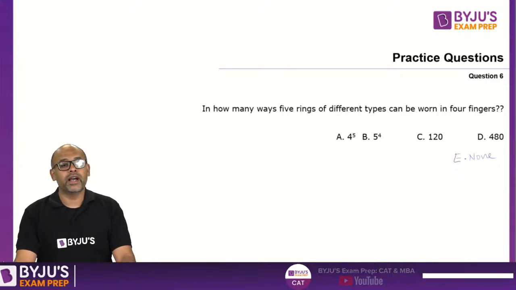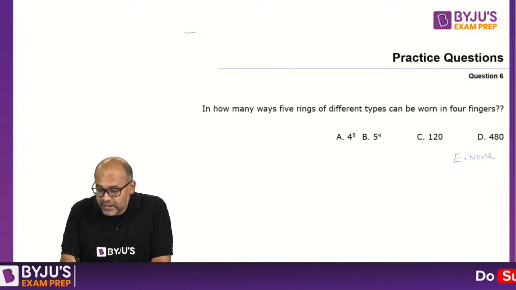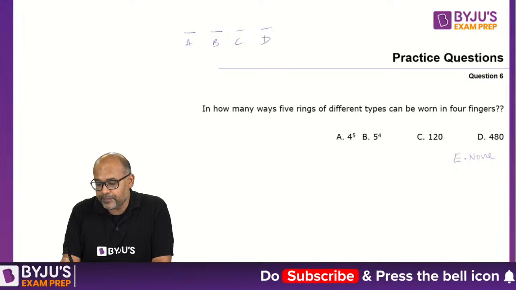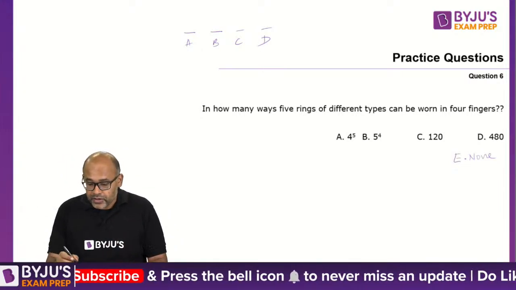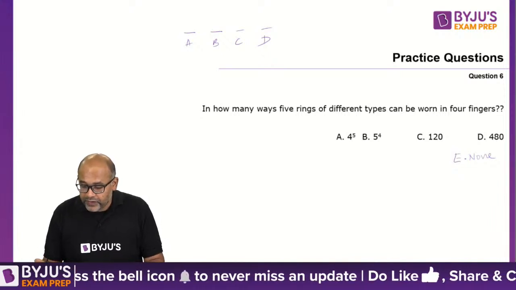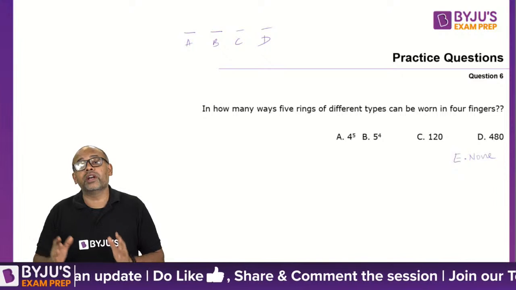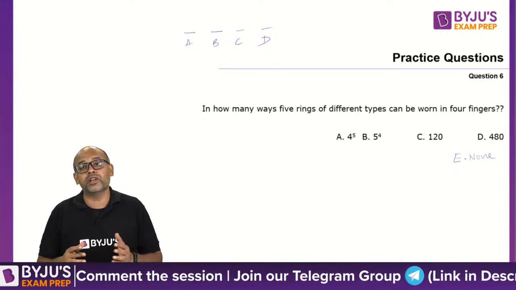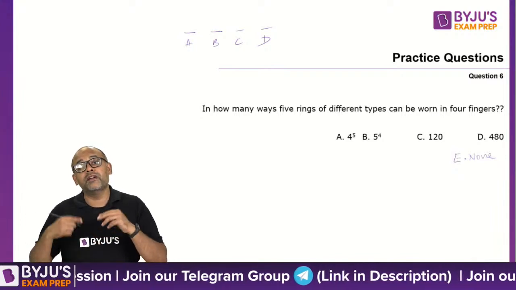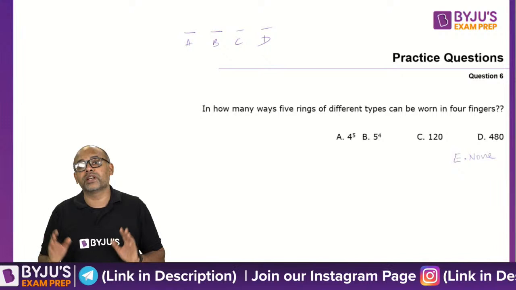Okay, let's go ahead and solve this. So I have 5 rings and 4 fingers. So let's say these are the 4 fingers, finger A, B, C and D. Now first, how many ways can I give? So 5 rings of different types can be worn in 4 fingers. Now there's no extra condition given. In the previous question, you had the extra condition that every finger should have at least 1 ring. Here there is no such condition.